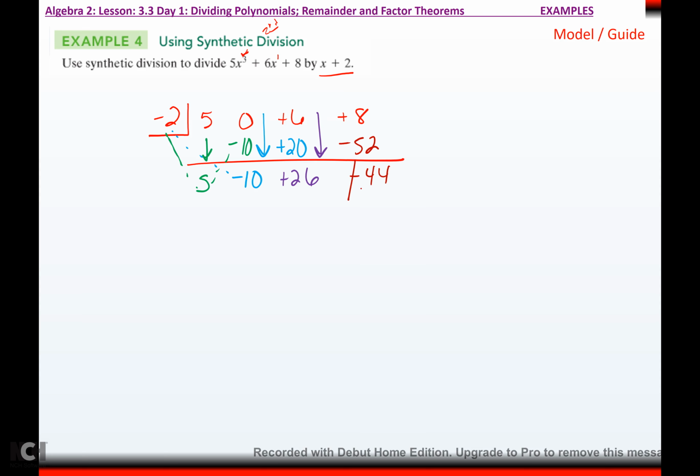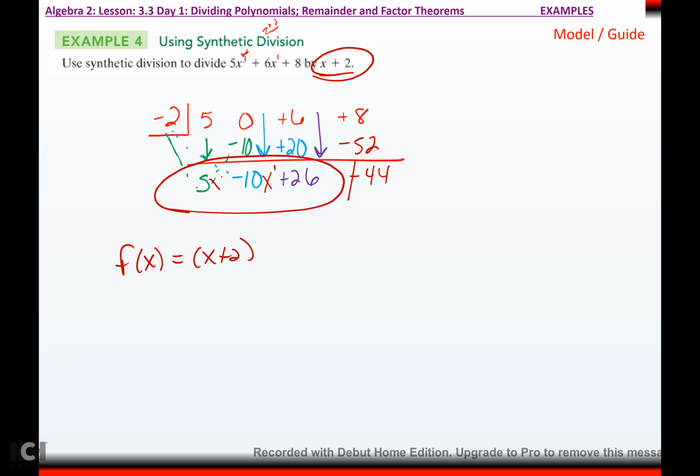That's my remainder. So my function is my divisor times my quotient. Now remember, this is my remainder, this is my constant, so that's x to the first and that's x to the second. So my quotient is 5x squared minus 10x plus 26 plus, in this case minus, because my remainder is negative, my remainder. And that'd be my answer.